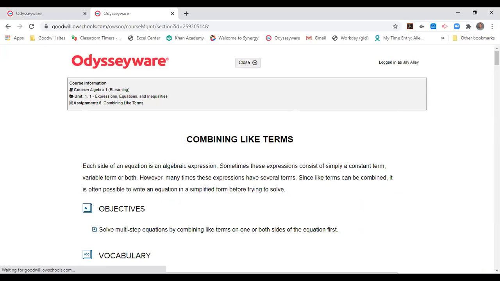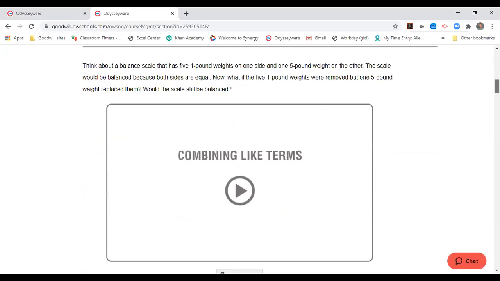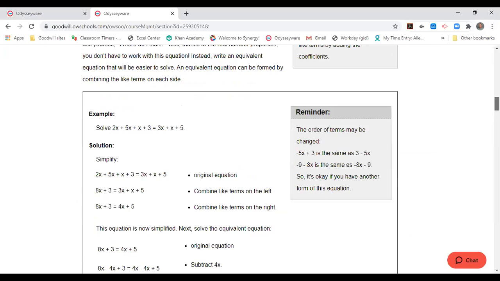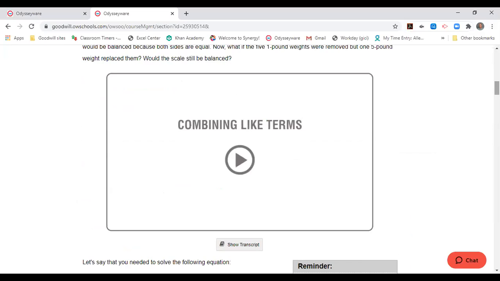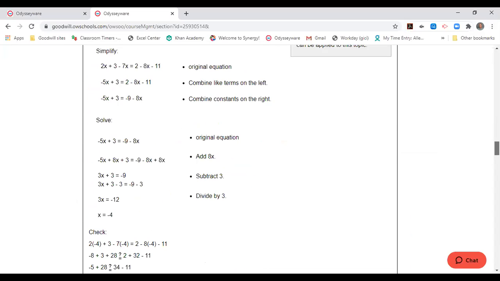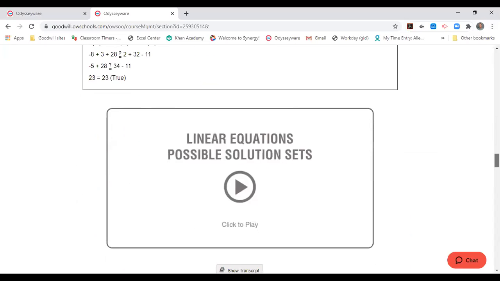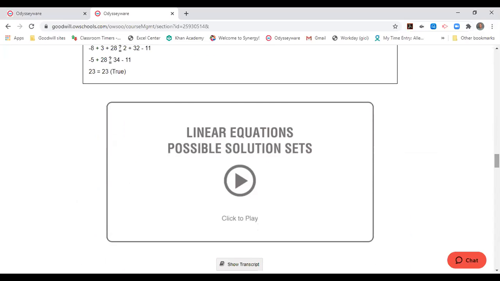So the next section there is about combining like terms. We've just done a bunch of that also. The thing about combining like terms and doing these equations is we've got to keep our equations in balance. That's where that golden rule comes up. Whatever we do to one side of the equation, we've got to do to the other side of the equation. Now, this is the first time that I think Odysseyware starts to talk about solution sets. So we need to look at this real quick.